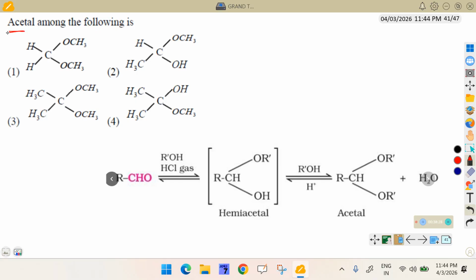Acetal among the following. Yes, this is acetal. Acetal contains two OR groups and the carbon contains one hydrogen atom. First option: two OR groups are present and the carbon contains one hydrogen atom.